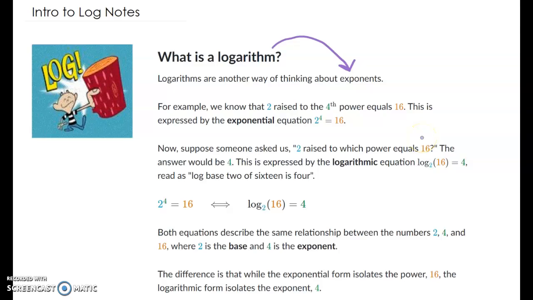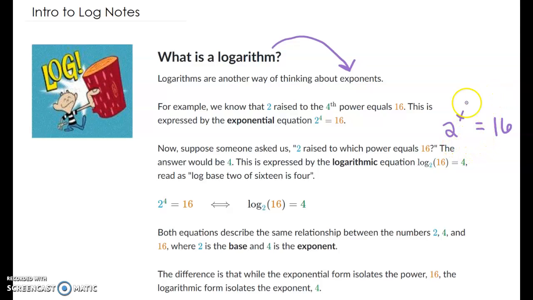For example, if someone came up to us and asked us, hey, what's 2 to the 4th power? I think a lot of us could easily say that 2 to the 4th power is 16. But what if someone instead came up and asked us, 2 raised to which power equals 16? And if we were to write that out as a function, it'd be something along the lines of 2 to the x equals 16.